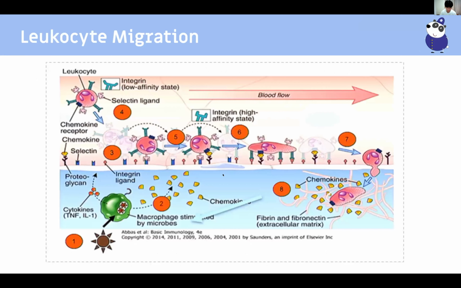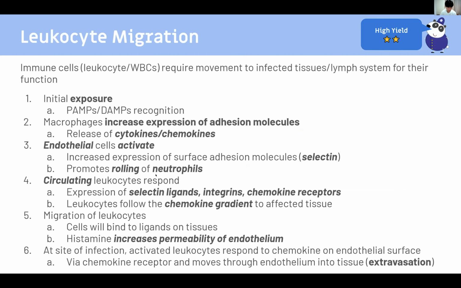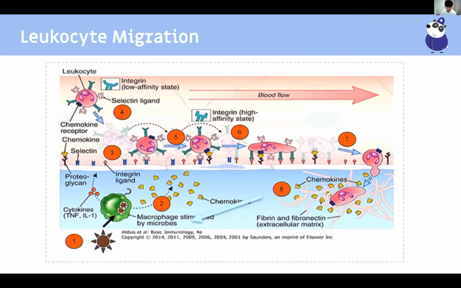So I think I have an image here. So it's basically happening here, and integrin or selectin here. And basically it's like rolling in towards the tissues. So, rolling of neutrophils. Also, the circulating leukocytes respond to the endothelial cells being activated. And this leads to expression of selectin ligands, integrins, and chemoreceptors themselves. And this allows leukocytes to follow the chemokine gradient to affected tissue, meaning they get in towards the affected tissue.